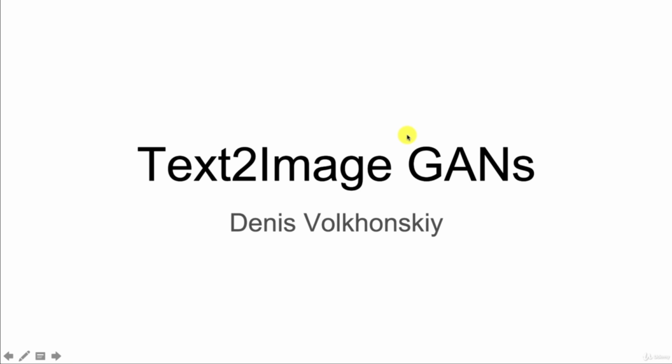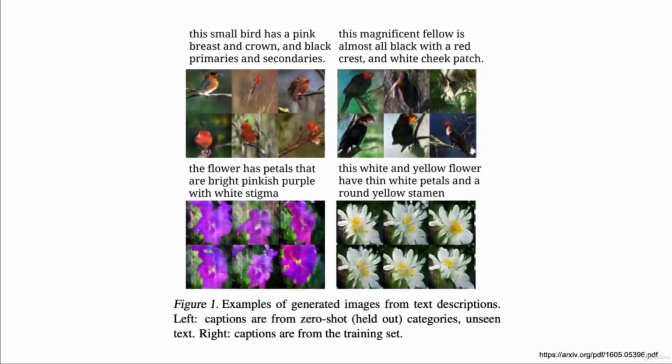In this video we will study how we can generate images from their text description using generative adversarial networks. Here is an example of images generated from their text descriptions. You can see the images of the generated birds and flowers.